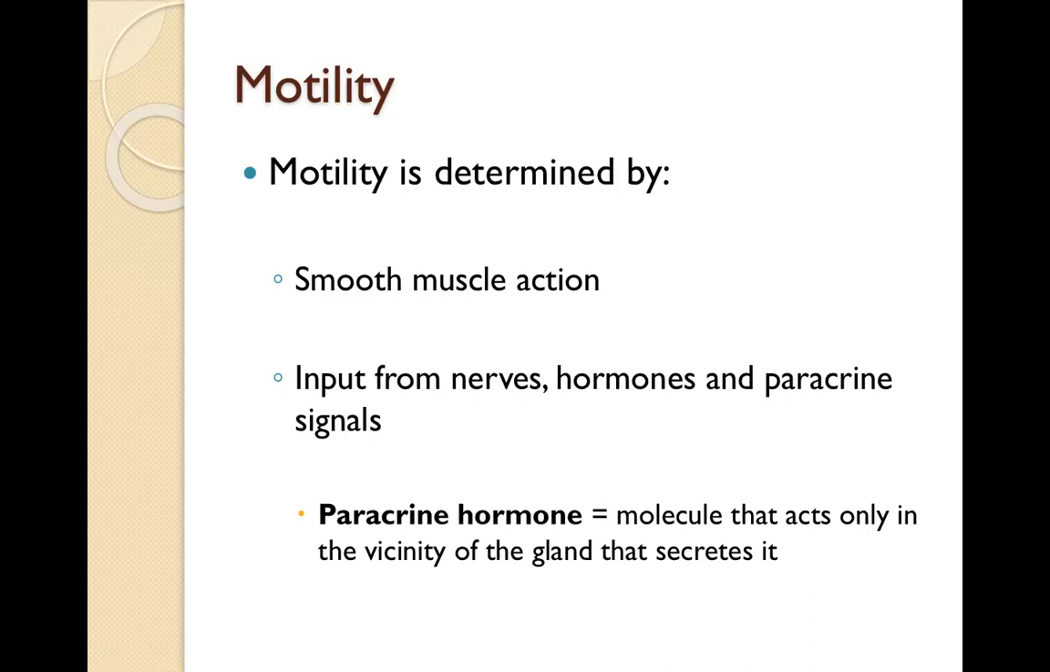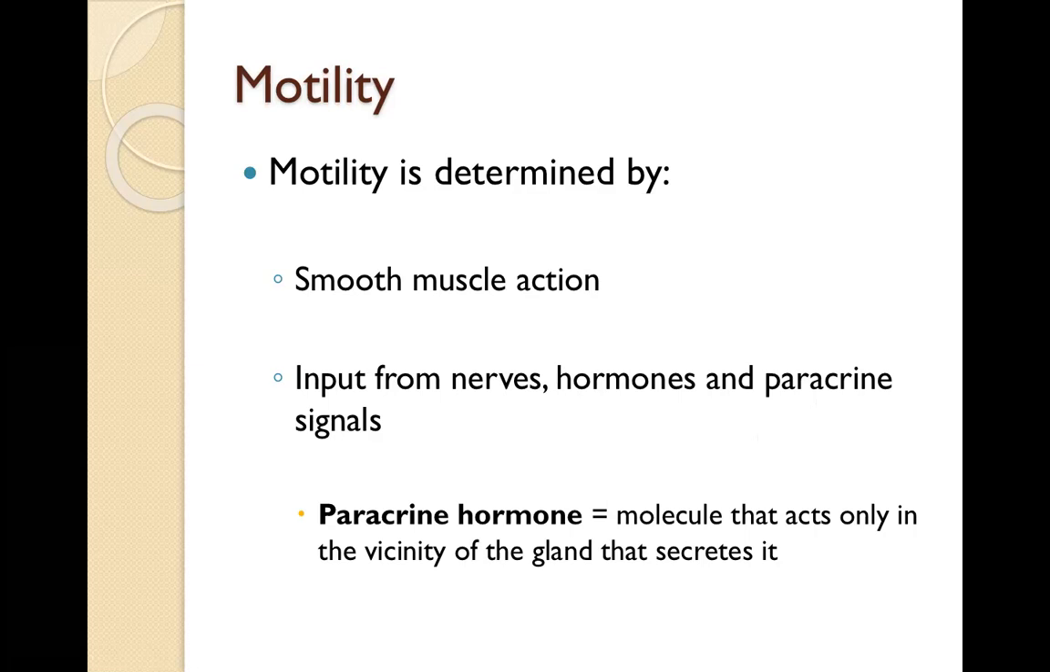So motility is determined by a couple of things. First, there has to be some sort of input from nerves or input from specific hormones or those paracrine signals that we talked about that go from one cell type to a cell type that's in the vicinity. Without input, there's really nothing to tell the GI tract to contract and to have things move.